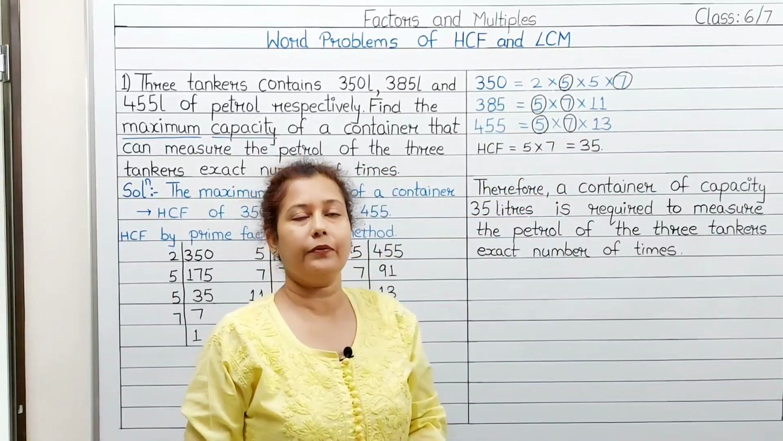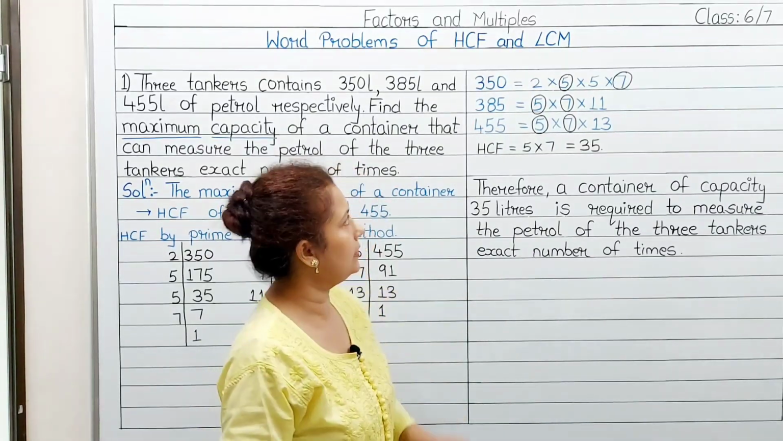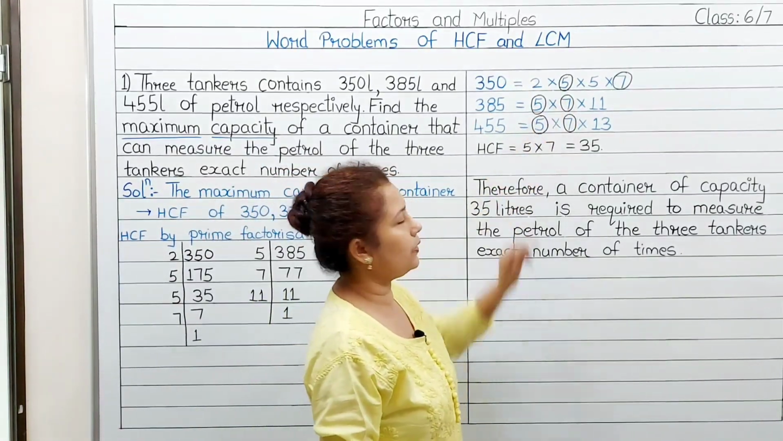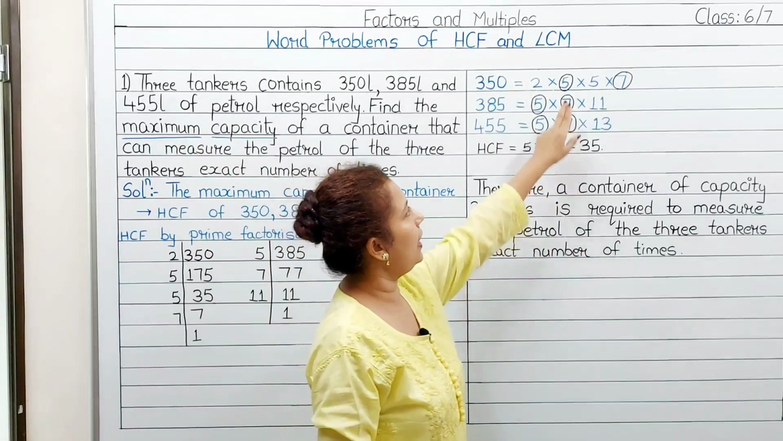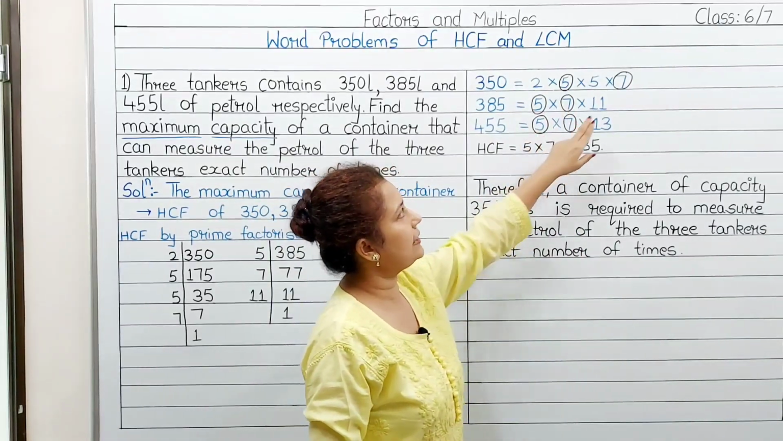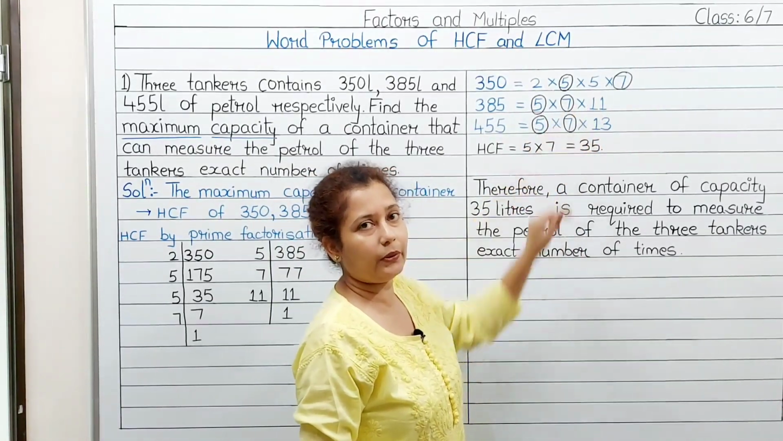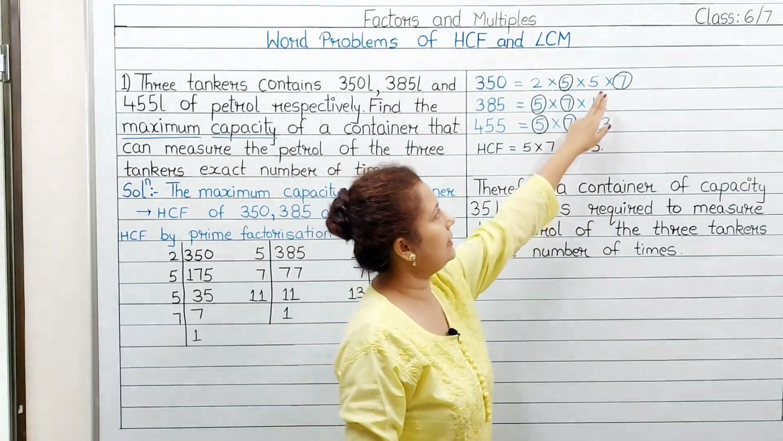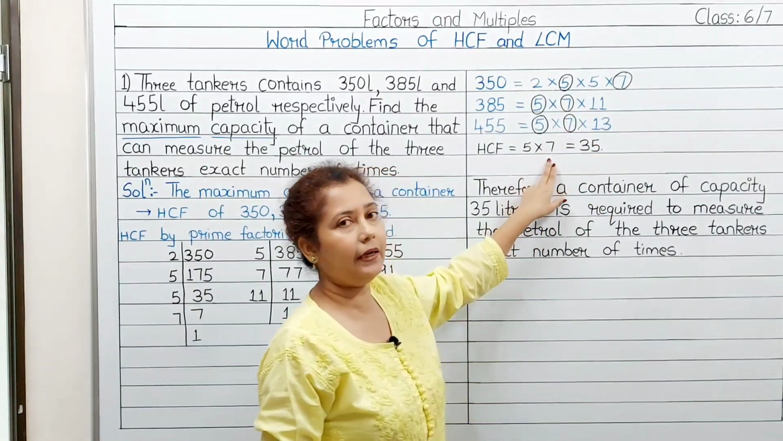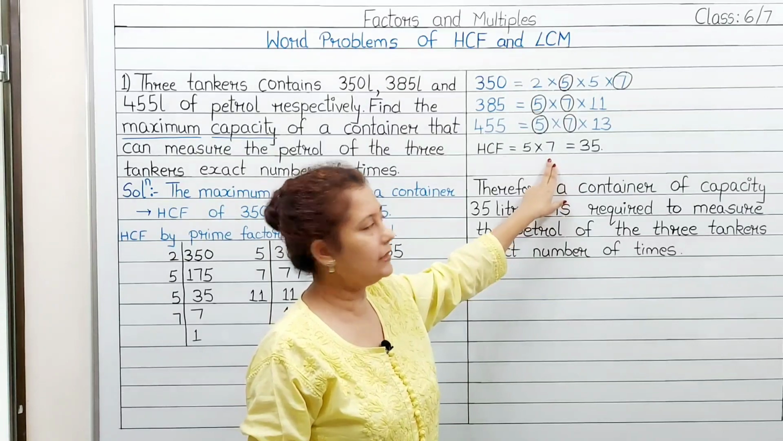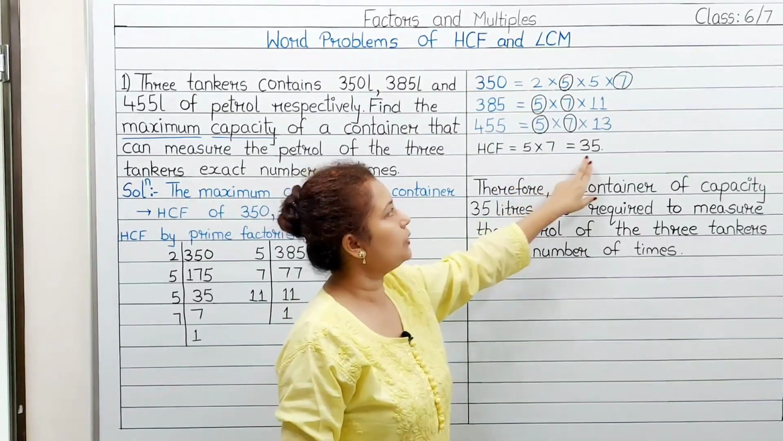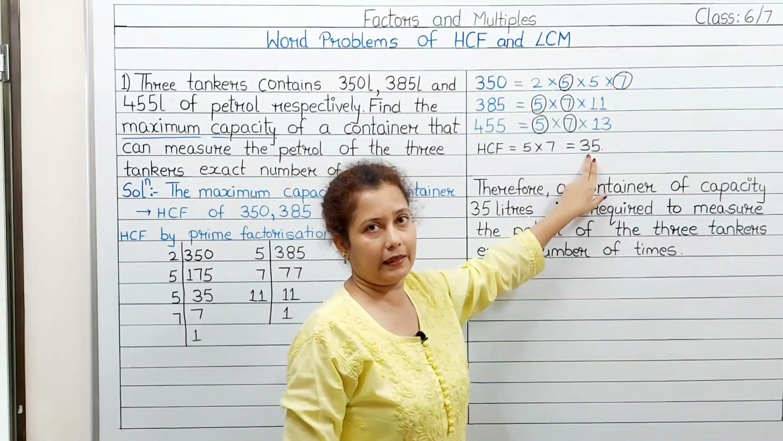For HCF, we take the common factors. So the first common factor of these 3 numbers is 5. And the second factor which is common to all 3 numbers is 7. So we will multiply the common factors, that is 5 and 7. So the HCF we get is 35.